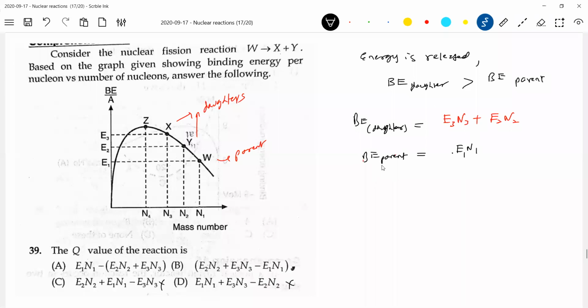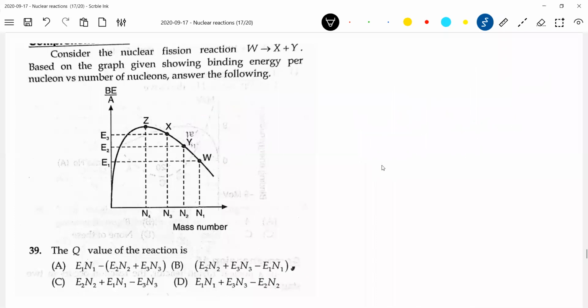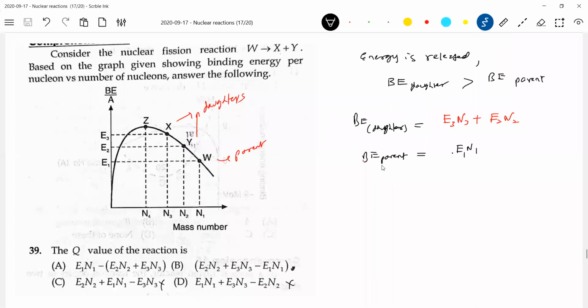But sir, Q can be negative or positive. So when you move from left to right, what is happening to the binding energy? The binding energy per nucleon of the daughters is more than that of the parent. So definitely energy will be released here. Therefore, option B is what I'll pick. Agreed?